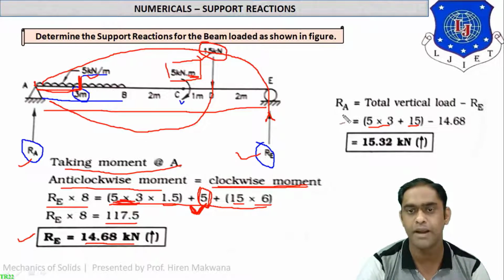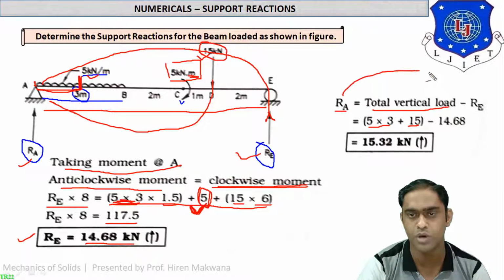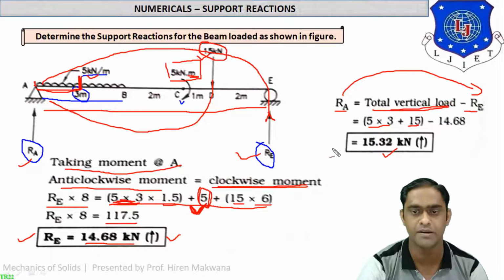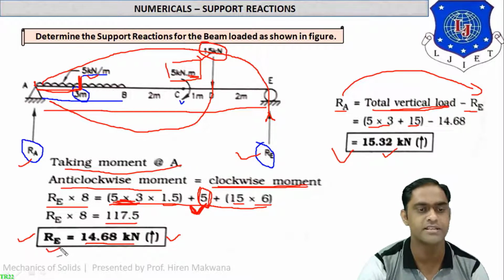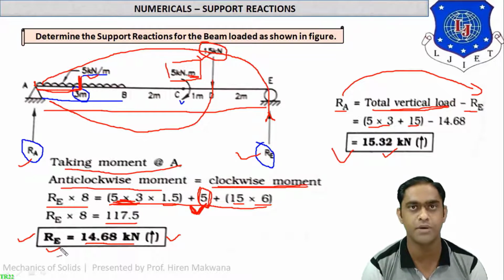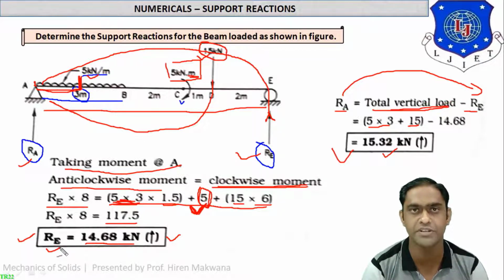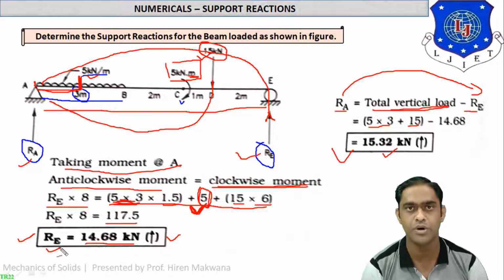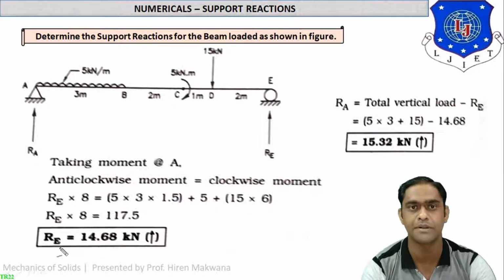Now coming back to the calculation, Ra plus Re is equal to total vertical load. So Re will be right side and it will be minus. So Ra is always total vertical load minus Re, the first reaction which we have calculated. So it will be 15.32 kilonewton answer. So this is the answer of Ra and this is the answer of Re. So this is the particular method to find two support reactions. This sum is very easy because in this numerical there are no inclined forces present. Let us go ahead and move on to the next example.